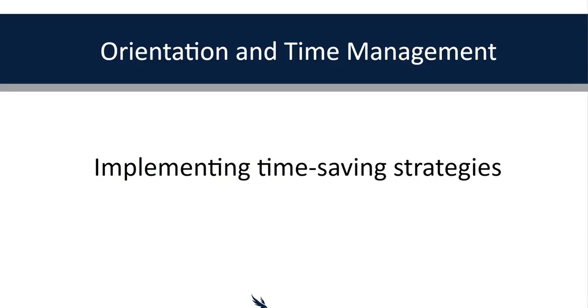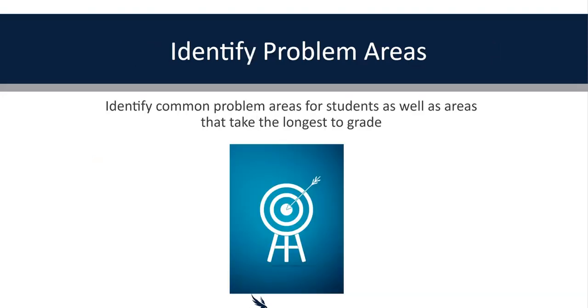Now, the first item we will cover is the orientation and time management. And this is really where you're going to implement those time-saving strategies. The first thing I do whenever I'm trying to figure out where my time is going is to identify those problem areas. Anytime you are grading throughout the semester, take a break and see what are the problem areas for students. What takes the longest to grade? Notate these. That way in future iterations of your course, you can pinpoint those areas and tailor your strategies to meet those problem areas.